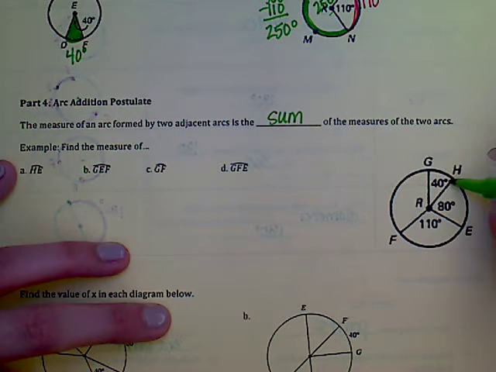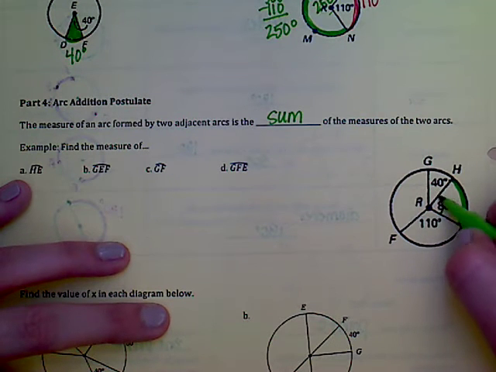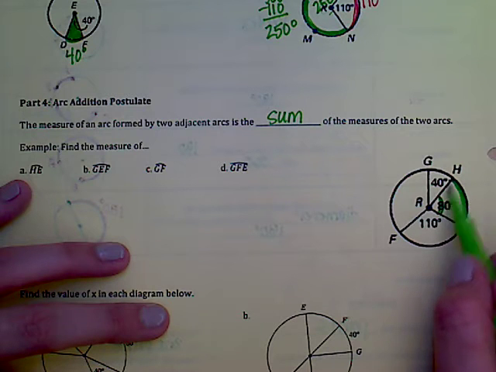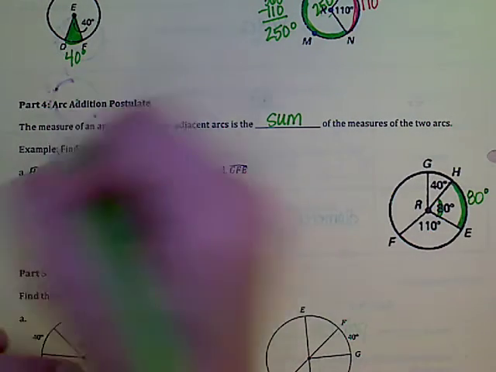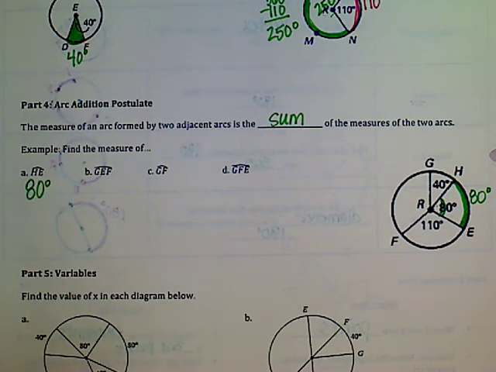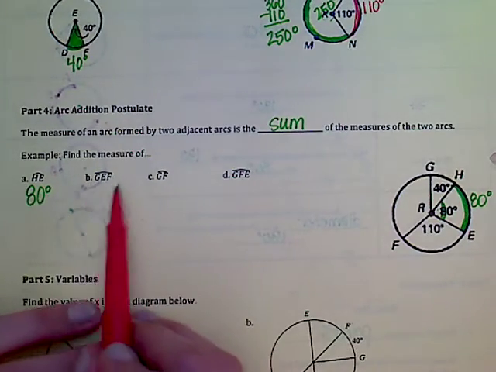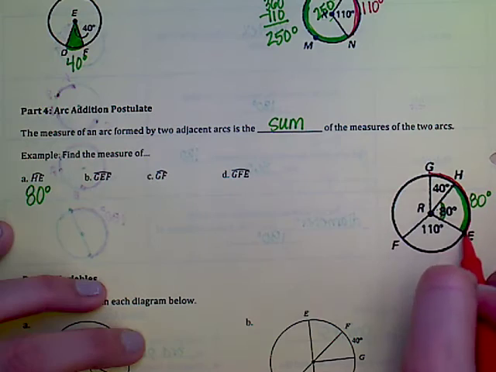First of all, arc HE is this one here. So I need to see, is there any way I can figure out what that measure is? The central angle that makes that arc is 80 degrees. Again, angle HRE forms arc HE, so that arc also has to be 80 degrees. The measure of the central angle is also the measure of the arc it creates. Now if I want to know the measure of arc GEF, notice it has 3 points, so it has to be a major arc. GEF goes the whole way around here.